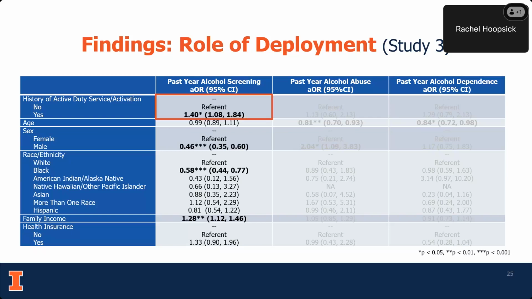So what we first found was that veterans' history of active duty service or activation was associated with the likelihood of past year alcohol screening, with veterans reporting a history of either being active duty or having been activated being more likely to have been screened in the past year by a healthcare provider.